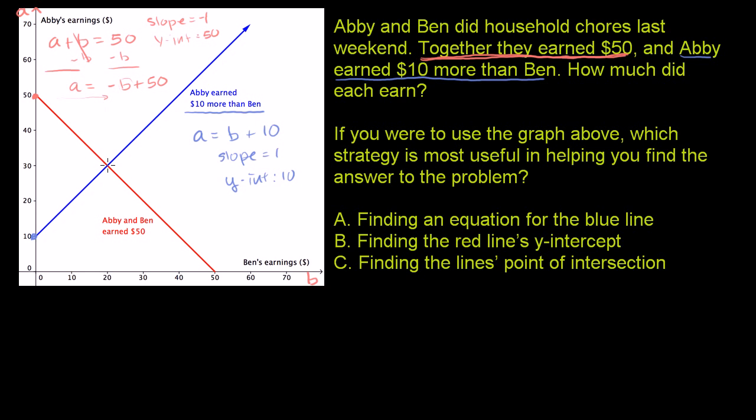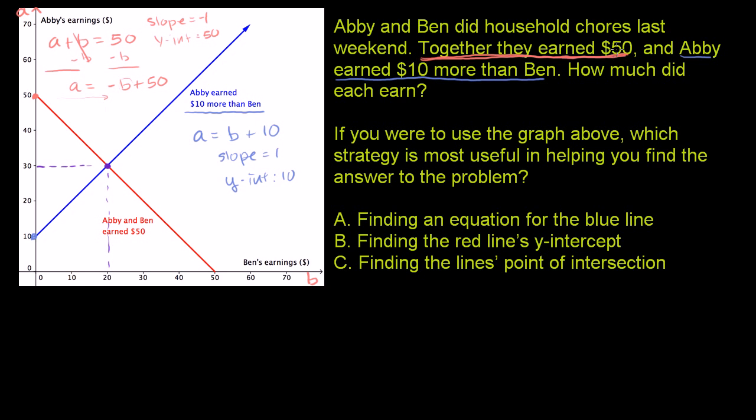Now, what is the only point that is sitting on both of these lines? Well, the only point that sits on both of the lines is the intersection of those lines. That point right there is a valid combination from the point of view of the blue constraint that Abby earned $10 more than Ben. And it's also a valid combination from the point of view of the red constraint that Abby and Ben earned $50. So that point represents Abby's and Ben's earnings that satisfy both constraints. And we can eyeball it right here. It looks like Abby earned $30 and Ben earned $20.